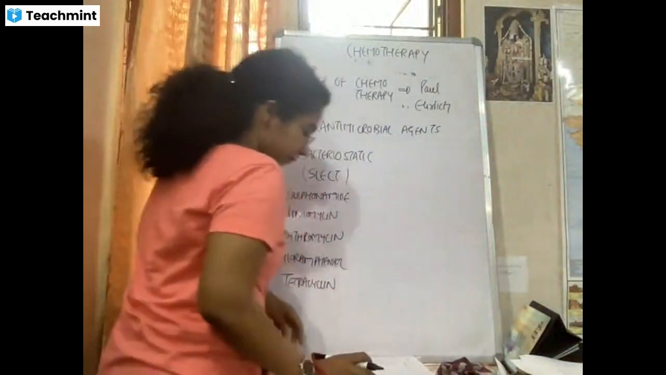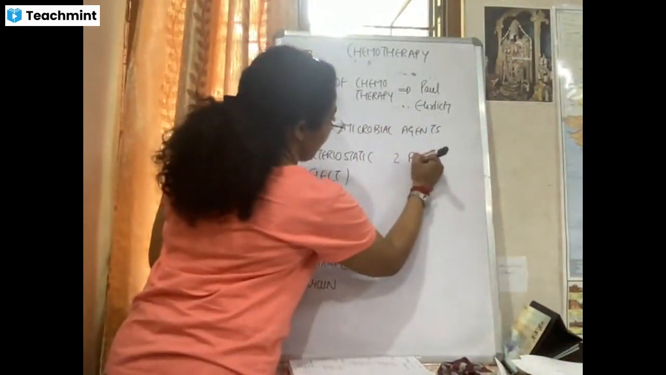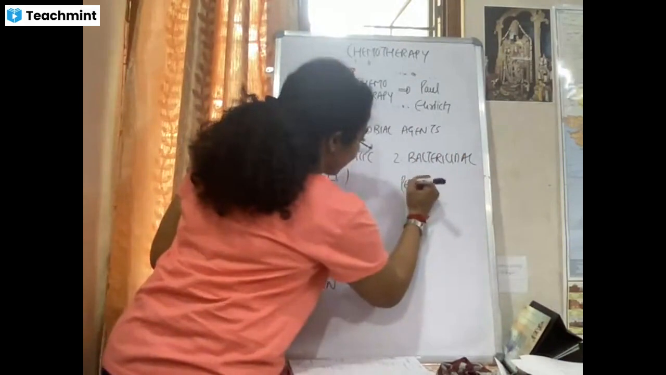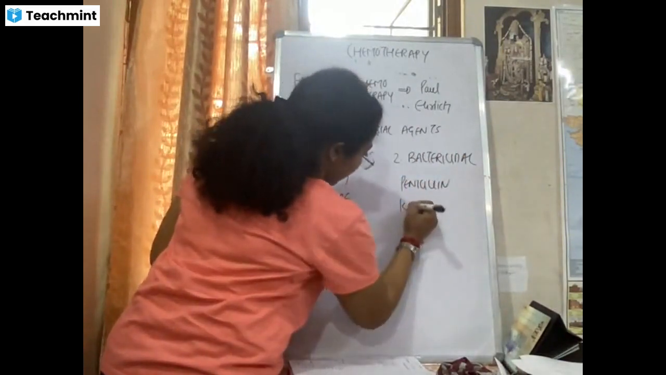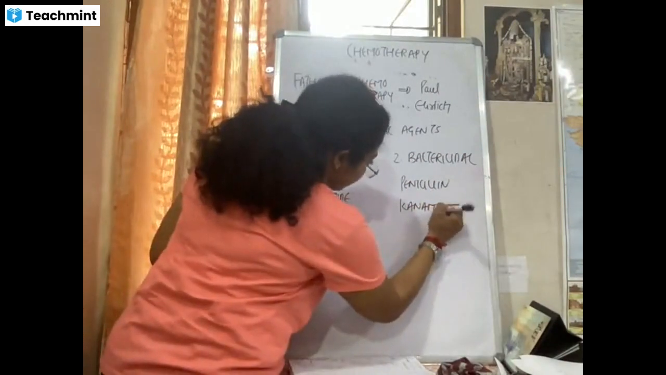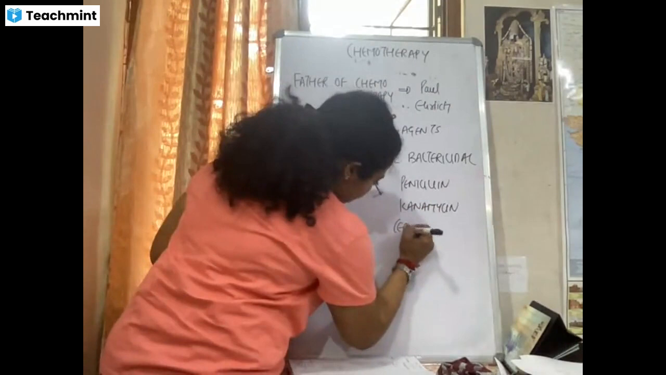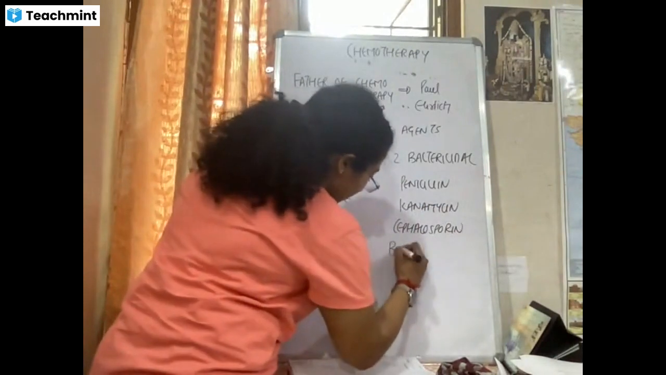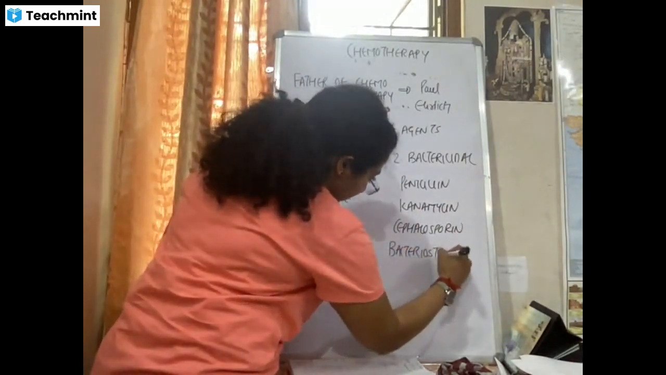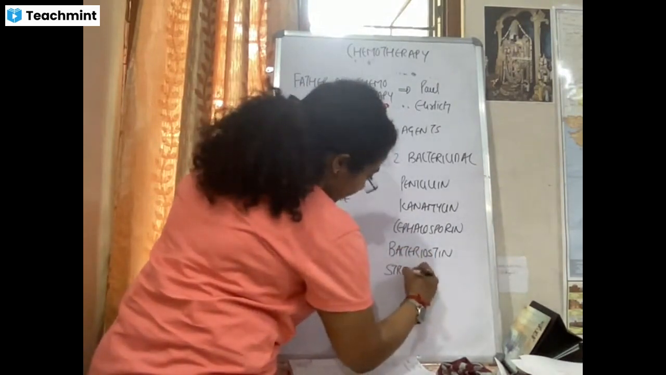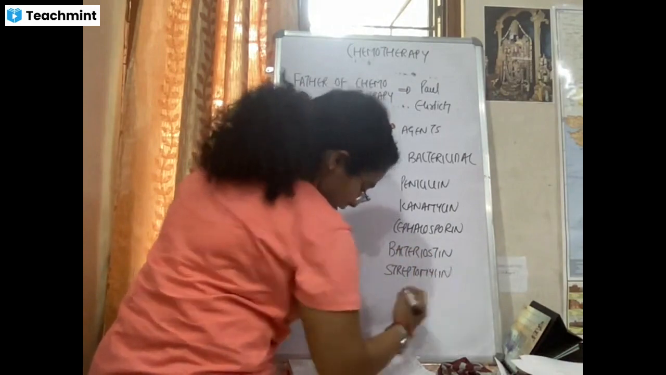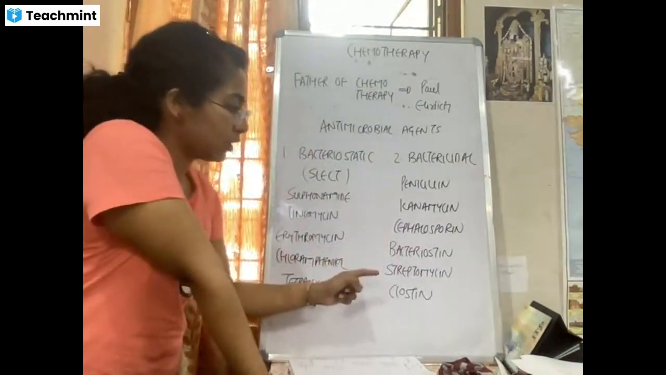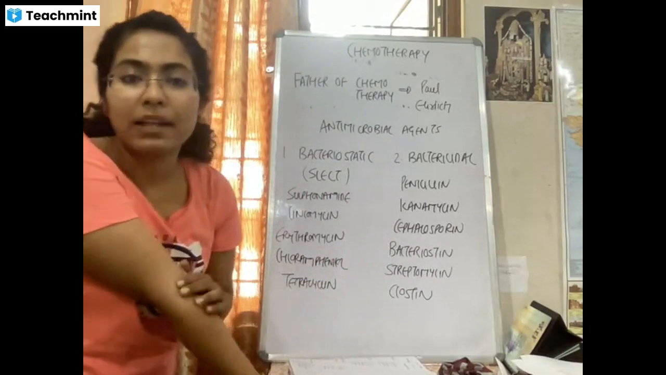Then we have the bactericidal agents. They are penicillin, kanamycin, cephalosporin, bacitracin, streptomycin, clostridium. Penicillin, kanamycin, cephalosporin, bacitracin, streptomycin, clostridium. These are the bactericidal agents.